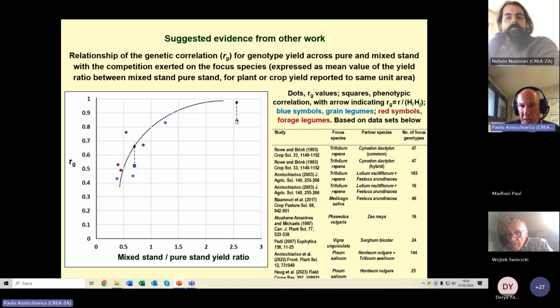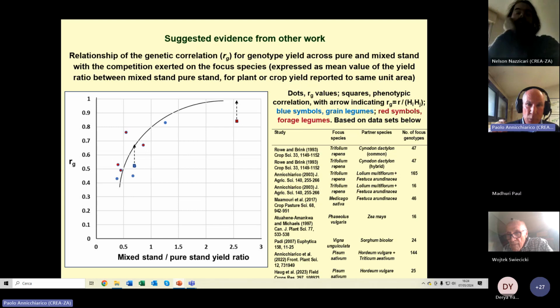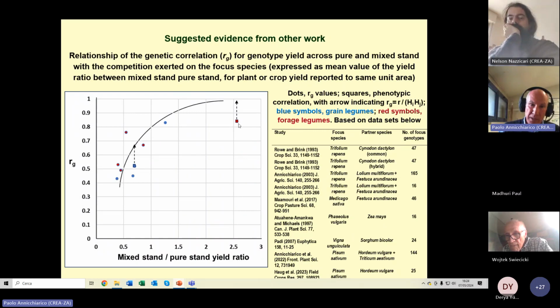And I also considered two studies in which there were phenotypic correlations, but since there were also broad sense heritability values, it was possible to estimate the genetic correlation values. So those are indicated by this arrow. And here, for example, this is an alfalfa experiment, and under certain conditions, alfalfa is really far more competitive than grasses. And here it is producing more than 2 times more in mixed stand. And you see that the estimated genetic correlation here is nearly 1.